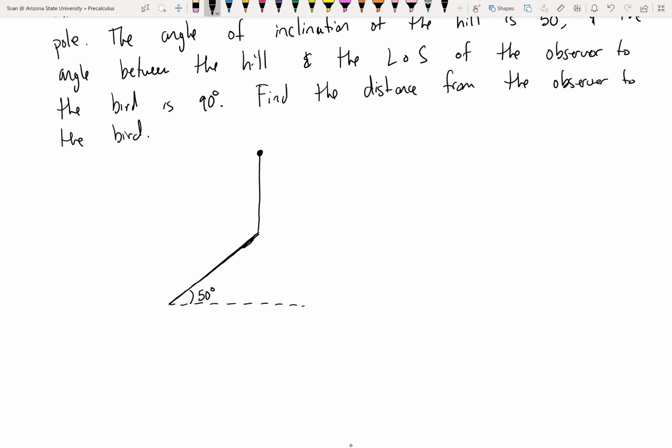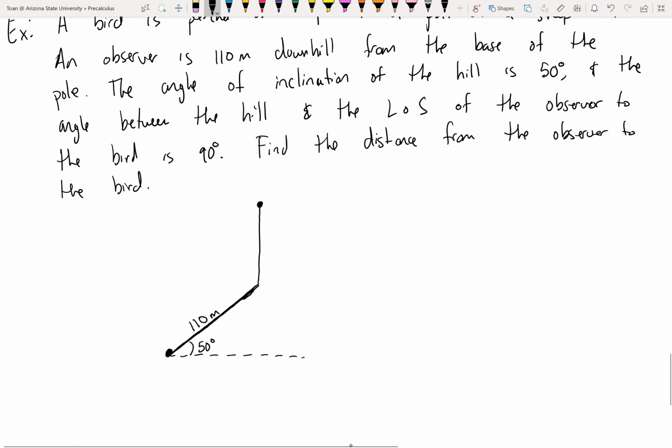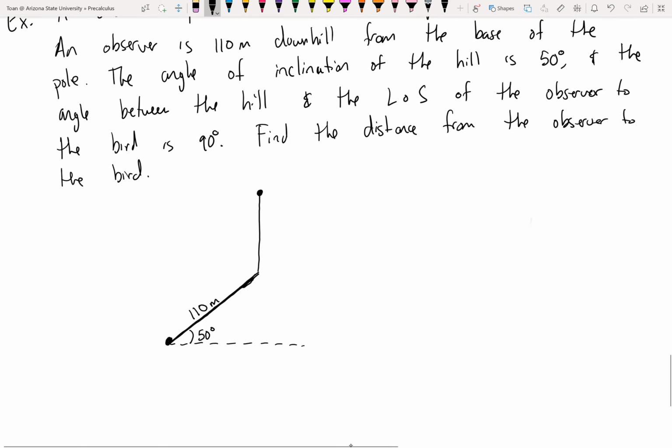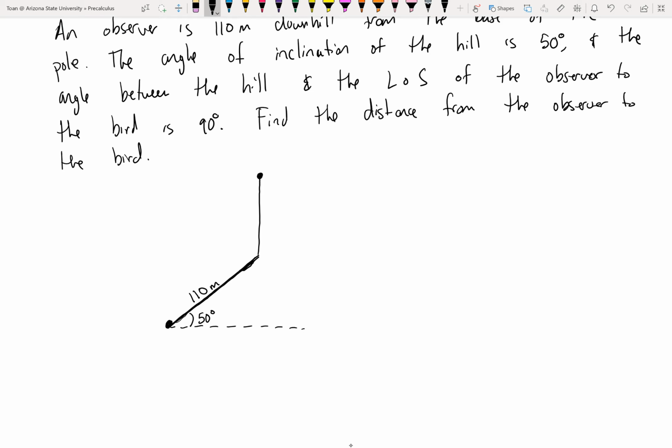So here's the hill again. If I put the observer here, this is 110 meters. What else do they tell me? They tell me that the angle between the hill, which is this bolded line here, and the line of sight from the bird to the observer. So if this point down here is the observer, I draw a line of sight from the observer to the bird. I know that that angle is 9 degrees.